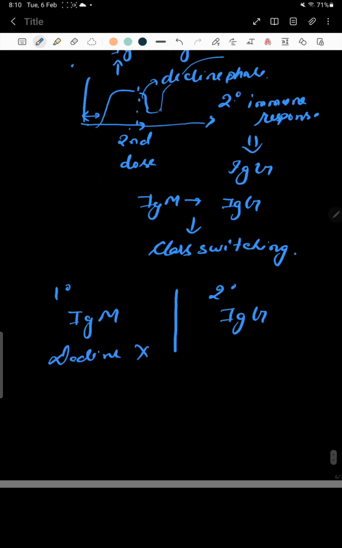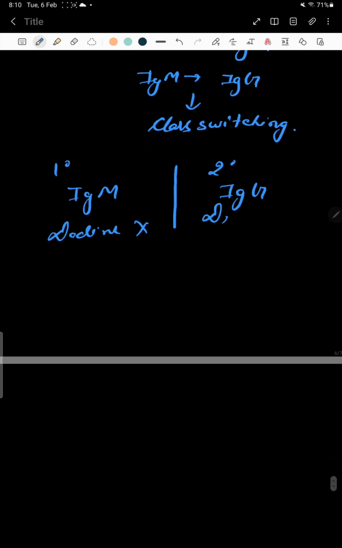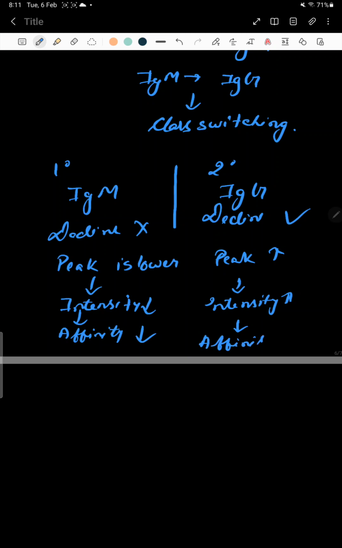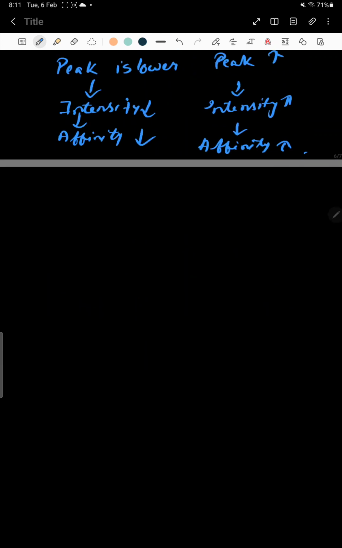In the secondary immune response, as you can see, decline phase is present. The peak is lower here, as intensity is lower. But the peak here is higher, which means intensity is higher. That means here the affinity of the antibodies for the antigen is low, means efficiency is low, but affinity is high here. As the body has seen the antigen previously, it can induce a stronger immune response.